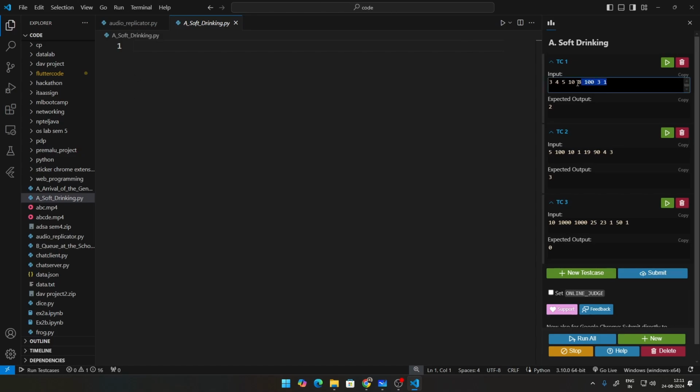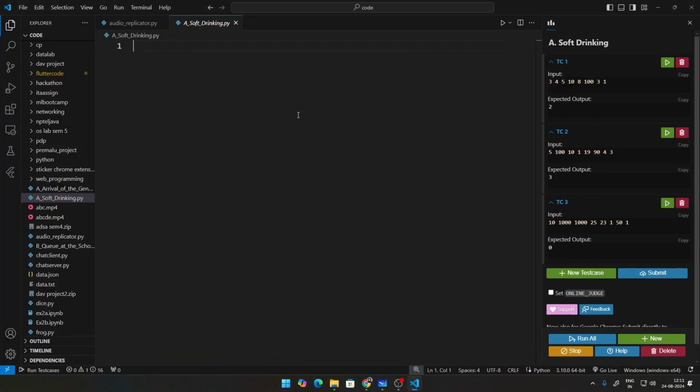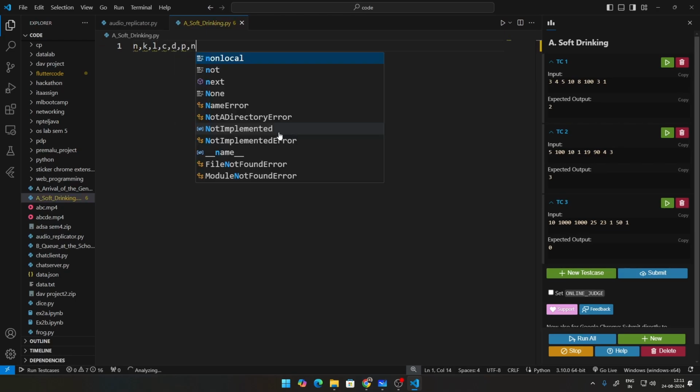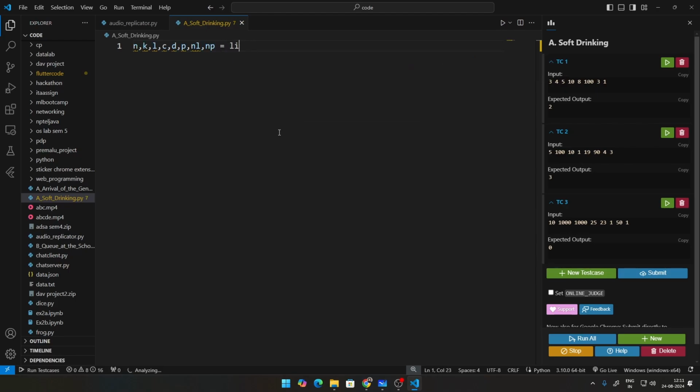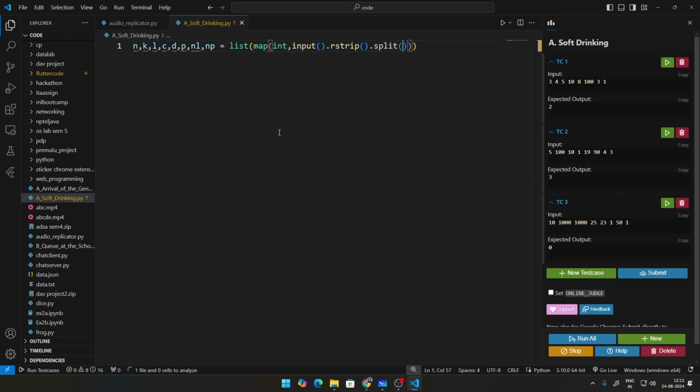First, we have to take a set of inputs. So what are they giving as inputs in order? They're saying take N, K, L, C, D, P, NL and NP. I'm going to take this for reference right now, and then we're going to take all of this as input. So we need N, K, L, C, D, P, NL and NP. All of this will be given by list of map of int comma input dot rstrip dot split. So this splits the space separated string, converts that into integers, maps that to a list, and assigns the corresponding element to each variable.